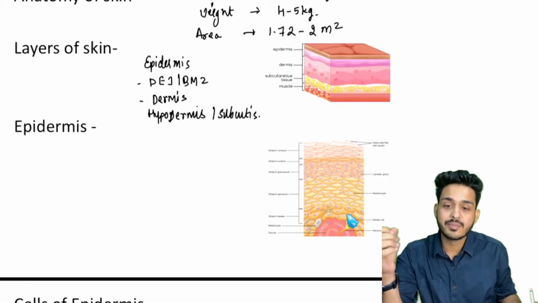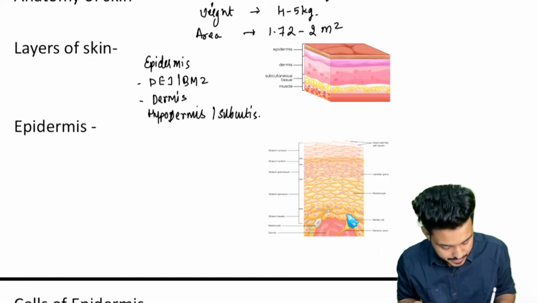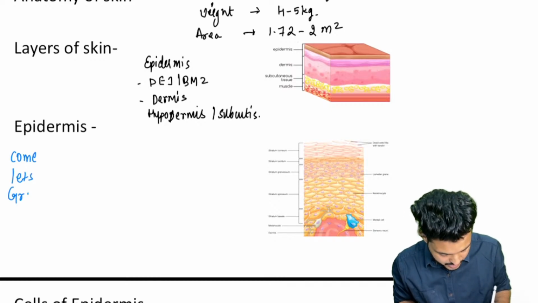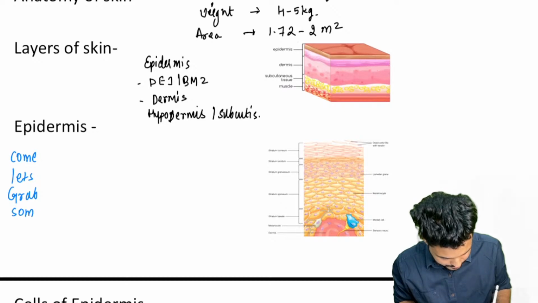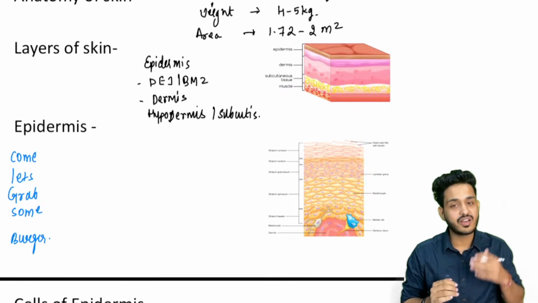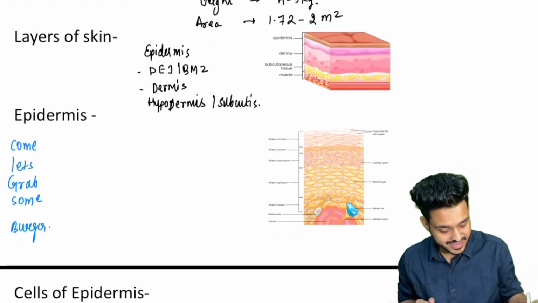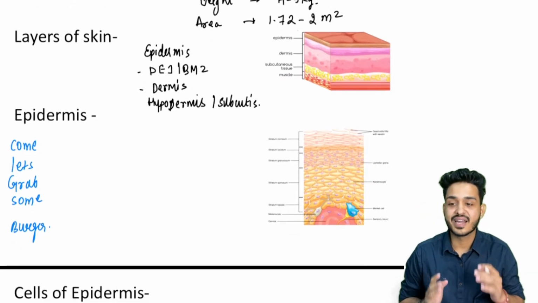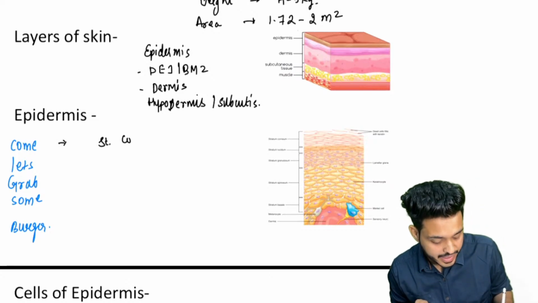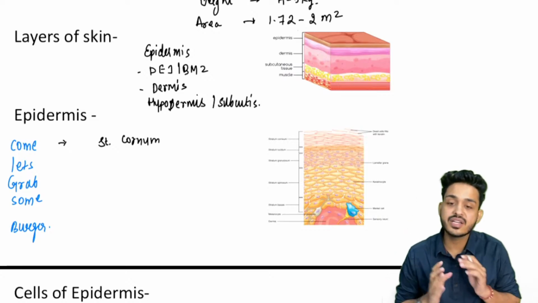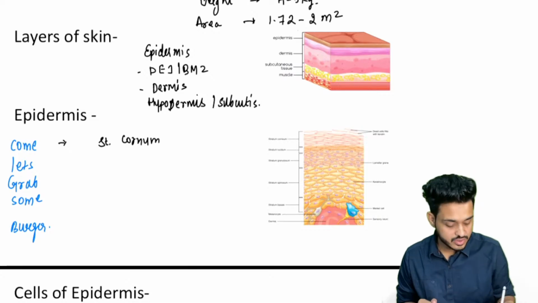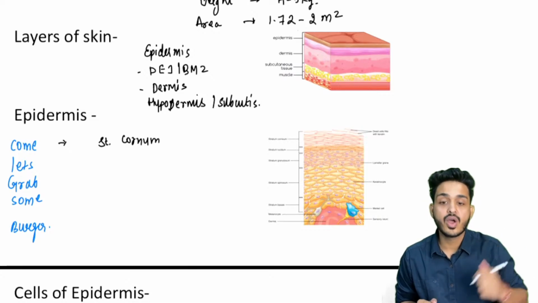Okay, so you can remember with the help of a mnemonic, that is, come, let's grab some burger. We will grab that burger but after exam, okay. So that is the mnemonic, come, let's grab some burger, right? So come means stratum corneum. Remember guys, the meaning of stratum is a layer. Stratum का मतलब क्या होता है, that is a layer, okay. So the outermost layer would be stratum corneum, okay.